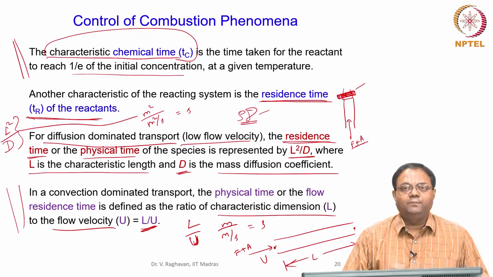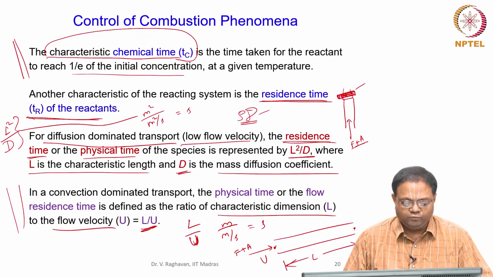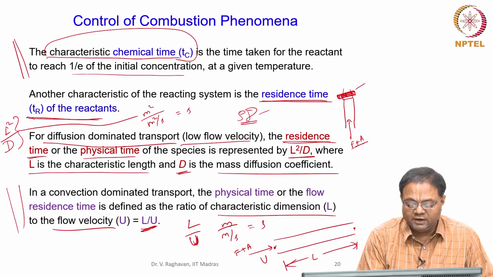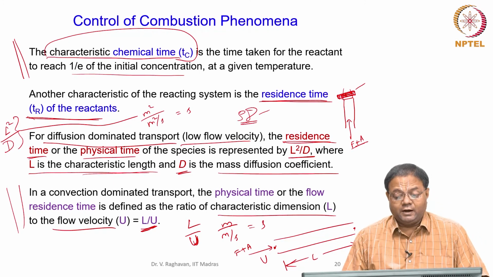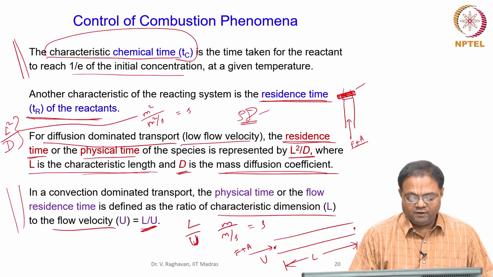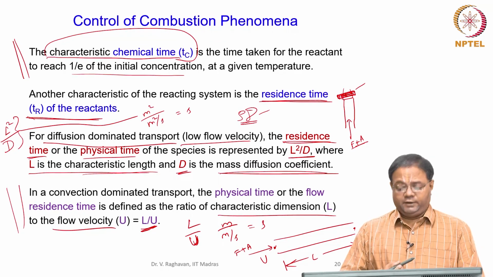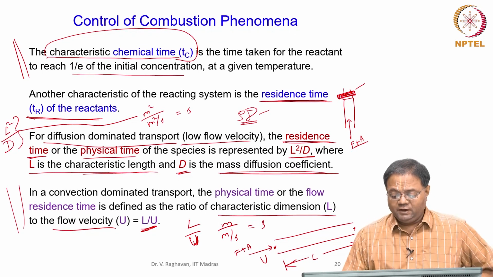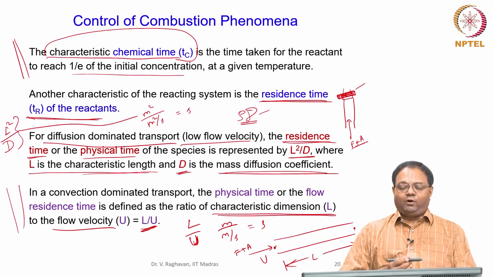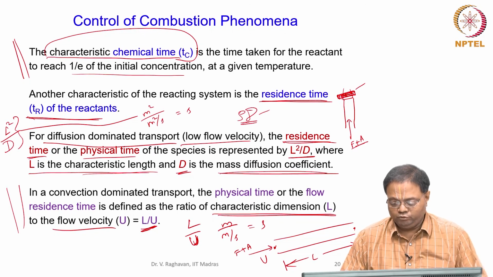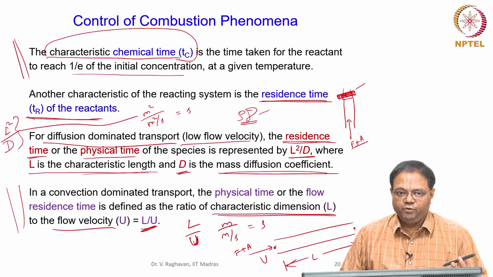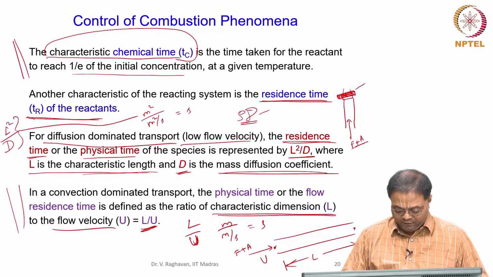Then residence time for diffusion dominated transport involves the characteristic dimension and the mass diffusion coefficient, and is given by L square by the diffusion coefficient D. On the other hand, for convection dominated flow, where the characteristic dimension is L and the flow velocity is capital U, the residence time or the physical time will be L by U. So, these are the times: chemical time Tc and the physical time or residence time Tr. These are the two time scales which are important.